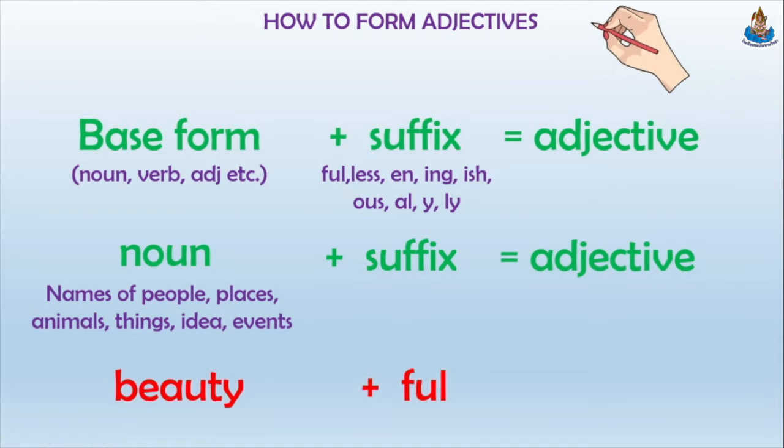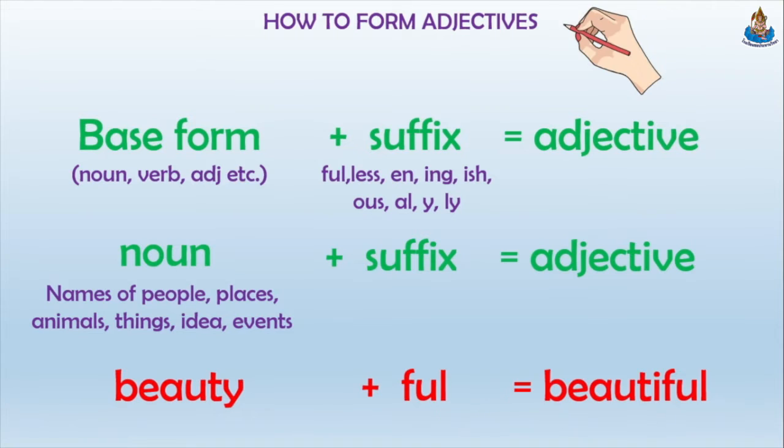These suffixes have their own meanings. For the word beauty, when we want to say that somebody possesses a lot of beauty, we add the suffix full. The suffix full means having a lot of, alright? So we add beauty plus the suffix full, then we have the word beautiful, which is now an adjective. So from noun plus suffix, we get an adjective.